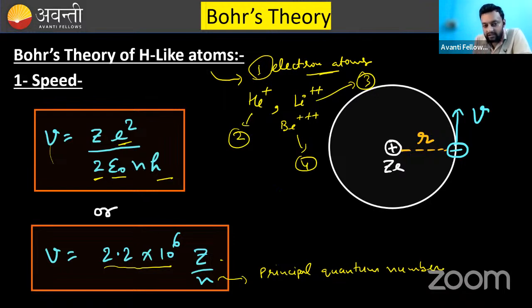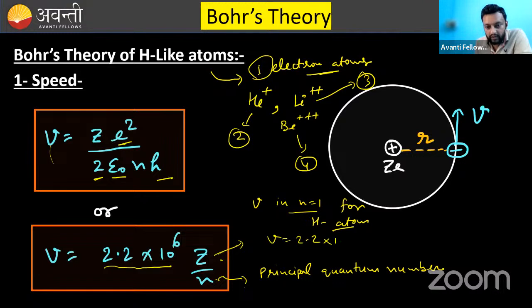So if I ask you, what is the speed in first orbit for hydrogen atom? Can anyone answer? What is the speed of electron in first orbit for hydrogen atom? Can you clearly see that for hydrogen atom, Z is 1, N is also 1 given. So V is equals to 2.2 into 10 raised to the power 6 meter per second.